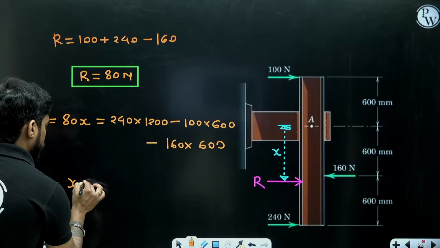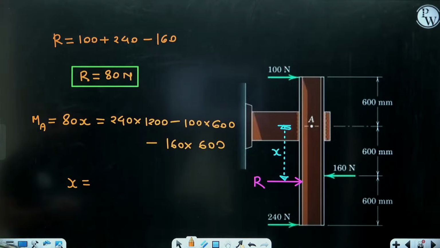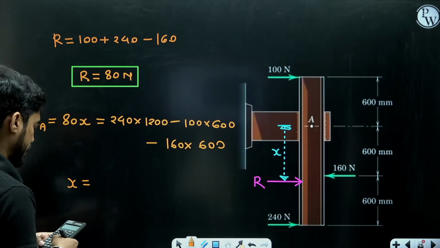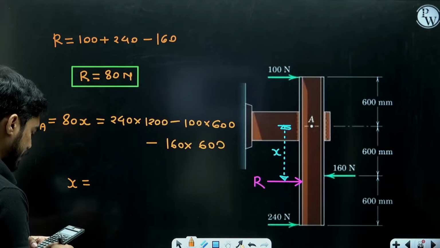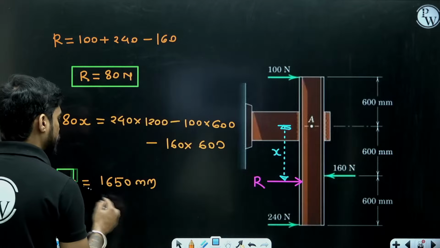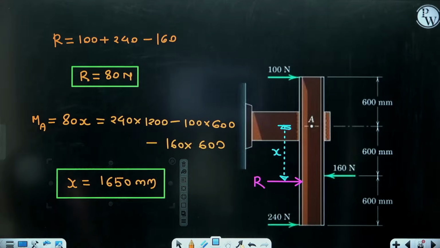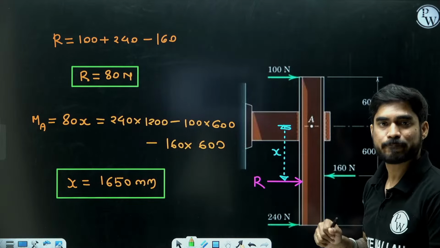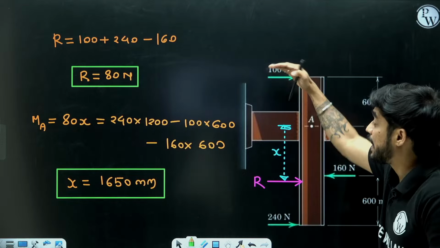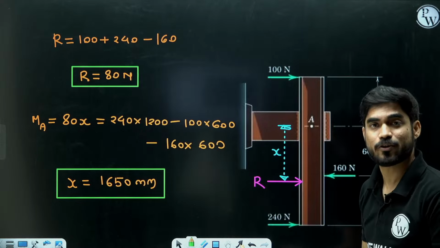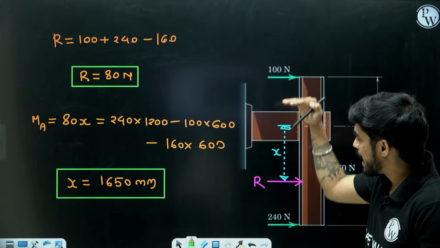Now from here, you can calculate the value of X. So how much are you getting? 240 into 1200 minus 100 into 600 minus 160 into 600, divided by 80. I am getting 1650 mm and my answer is positive. So if my answer is positive, it means what? My assumption is correct and R is below A. If you have assumed R above A, you might be getting the negative value of X, minus 1650. So you will understand that your assumption is wrong and R must be below A.